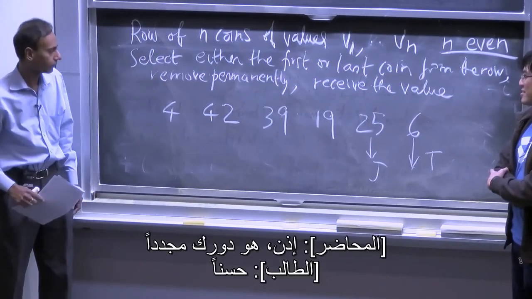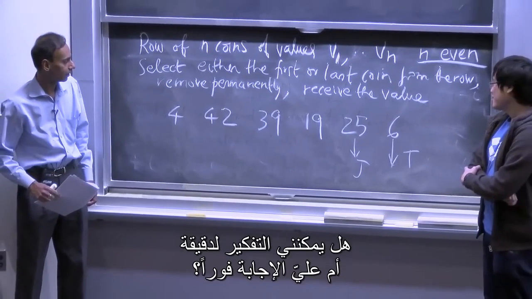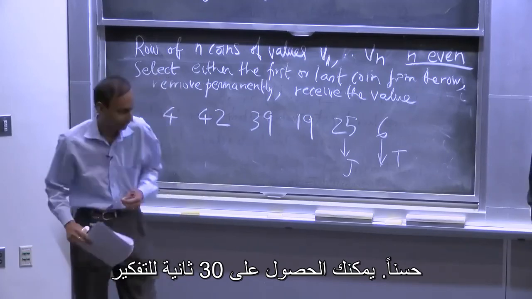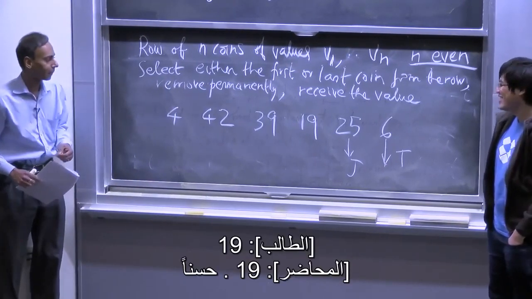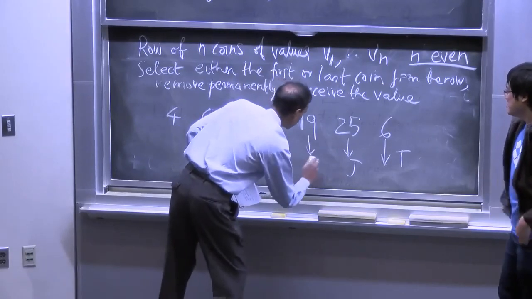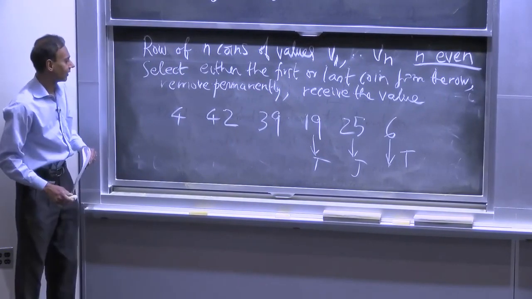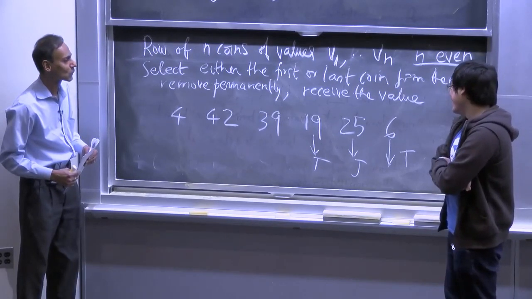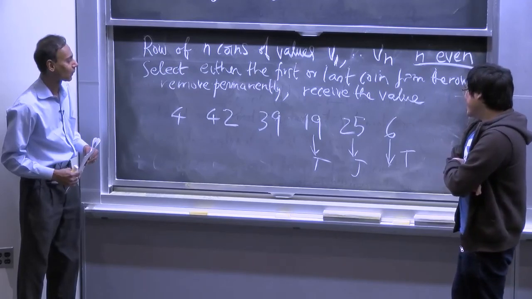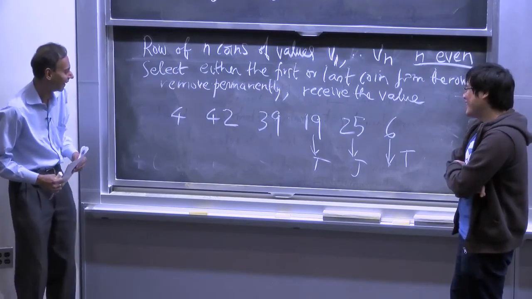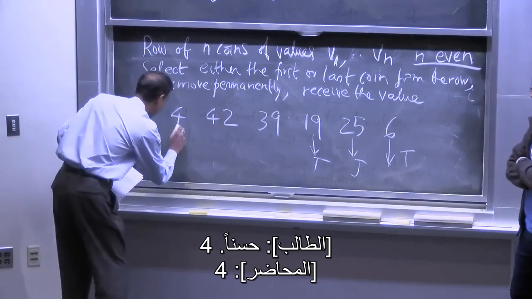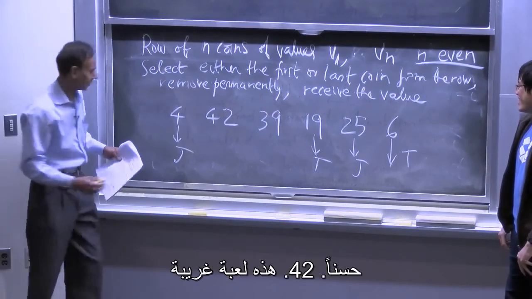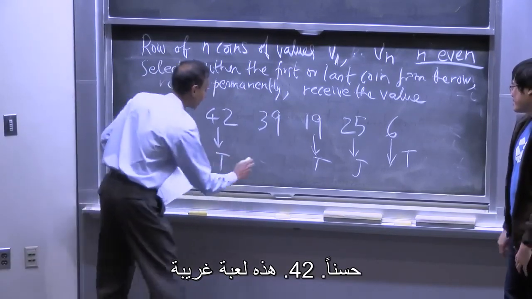So your turn again. Can I take a minute, or should I just go? Well, you can take 30 seconds. Okay. 19. All right, 4. And 42? Yeah. All right, 42. This is one strange game.